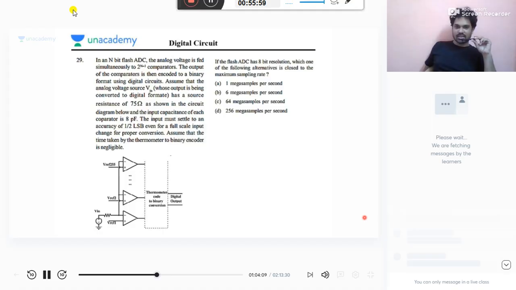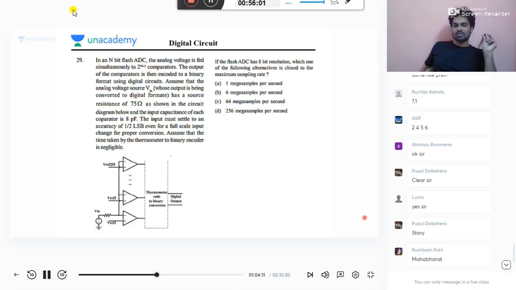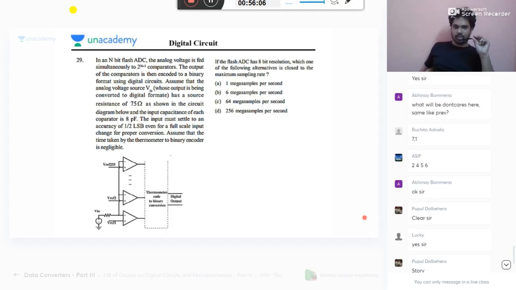Frequency is the time between two successive samples. It is decided by your conversion time.